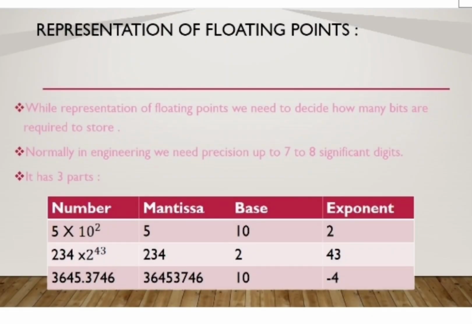Now let's see the representation of floating point. While representing floating point, we need to decide how many bits are required to store it. Normally in engineering, we need precision up to 7 to 8 significant digits. Now let's see what is mantissa and exponent.